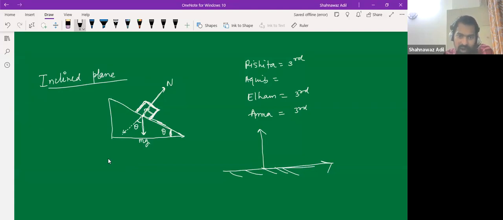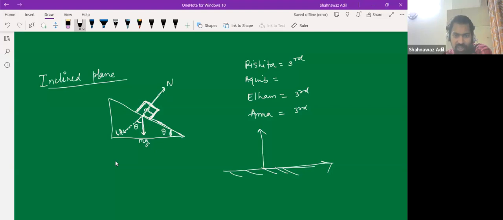Okay, so now you see that this mg weight has two parts. One is this vertical part and then this is the horizontal part. Understood? So what would be this? This is angle theta. This mg has two components. What component would be this? What is the value?